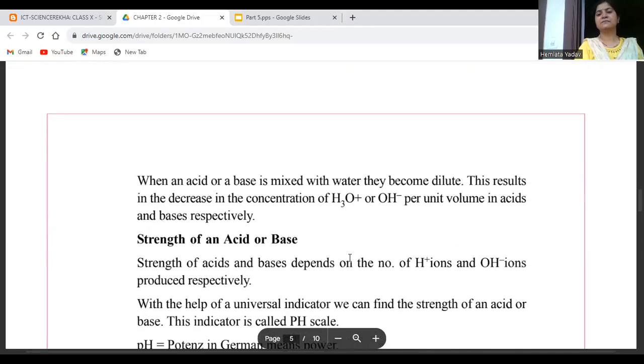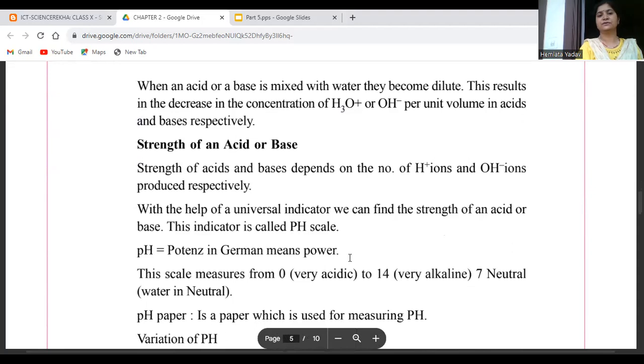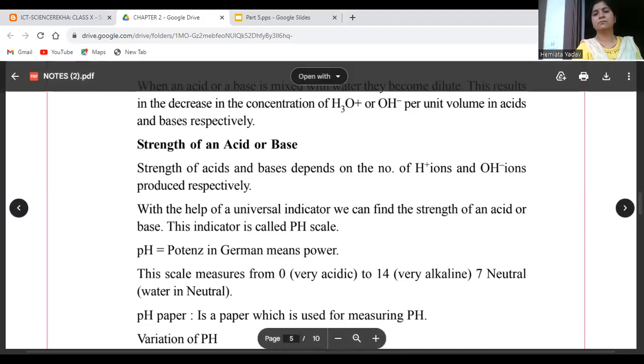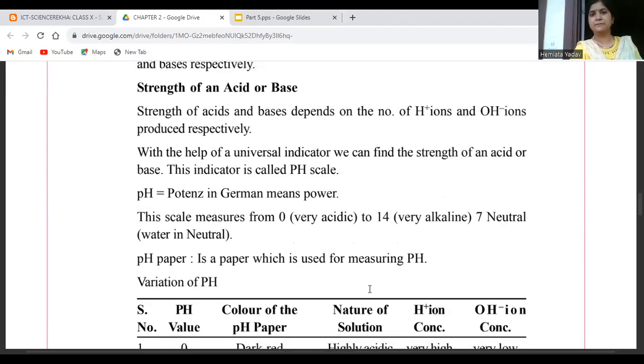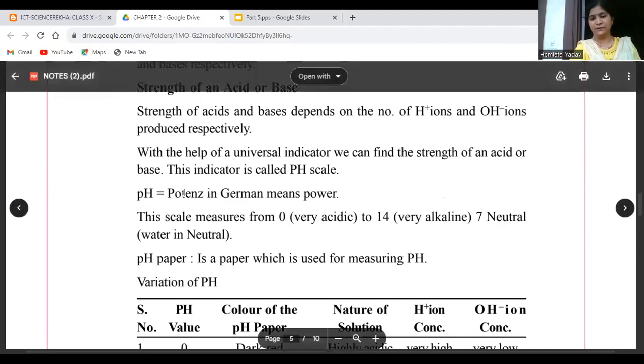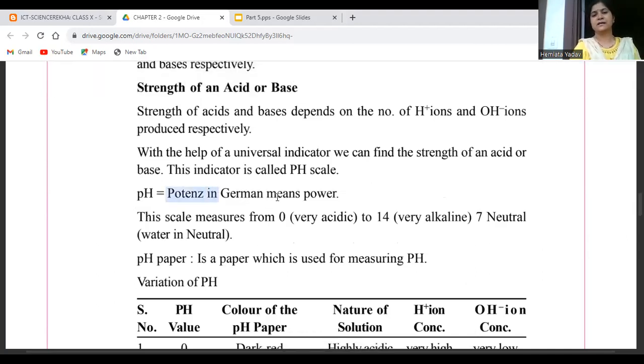When acid and bases are mixed with water, it becomes dilute. This results in a decrease in the concentration of the hydrogen ions, हाइड्रोनियम आयन पर यूनिट वॉल्यूम. सो एसिड और बेसिस को जब पानी के साथ मिलाते हैं तो उनकी स्ट्रेंथ कम हो जाती है. Strength of an acid and base depends on the number of hydrogen ions and OH ions, and which is represented by the pH scale. pH is from potenz, in German means power. pH potenz से लिया गया है जिसका जर्मन में power meaning है.